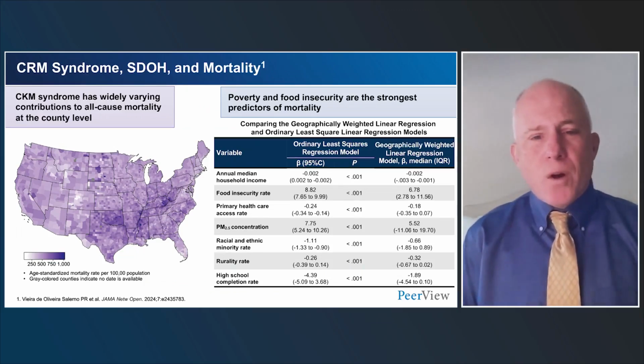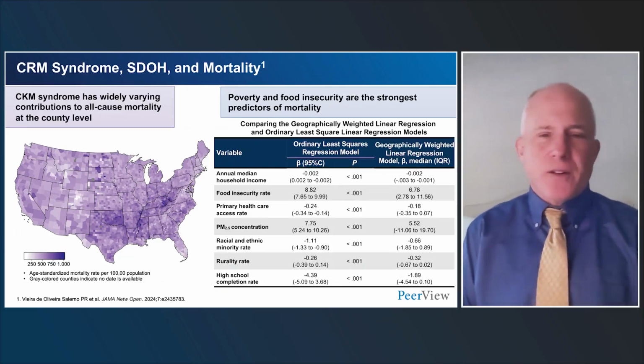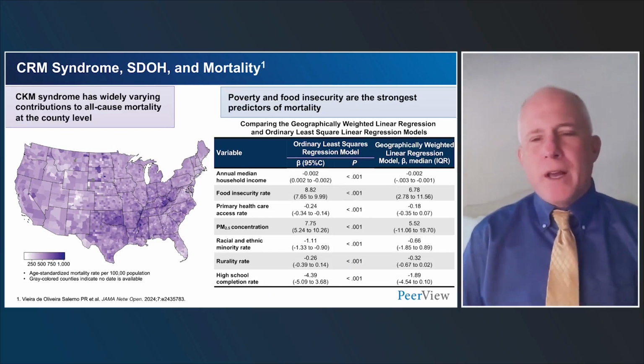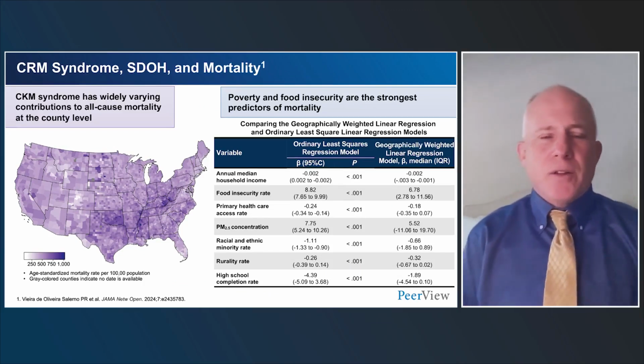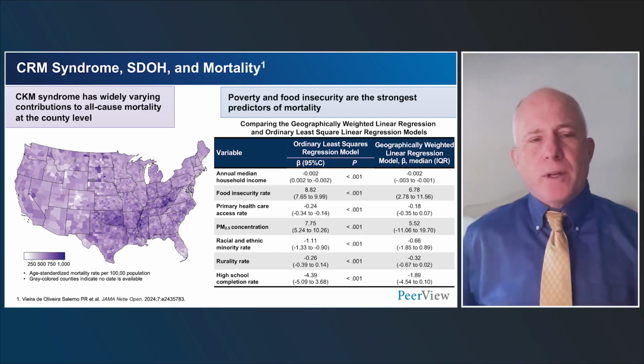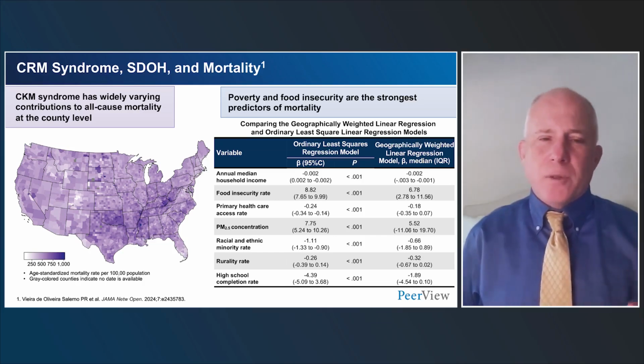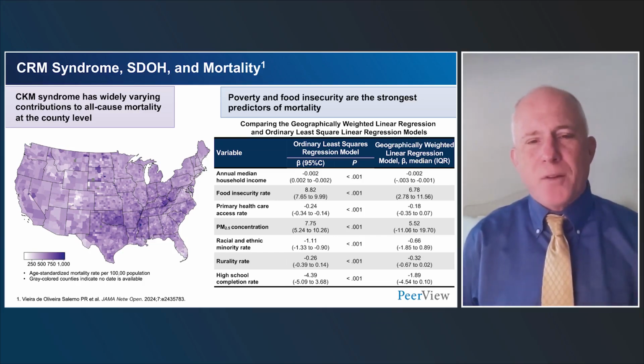We also know there are factors that are beyond the healthcare setting that are critically important in all of our chronic diseases. So this is really looking at cardio-renal metabolic syndrome and its relationships to social determinants of health and mortality.